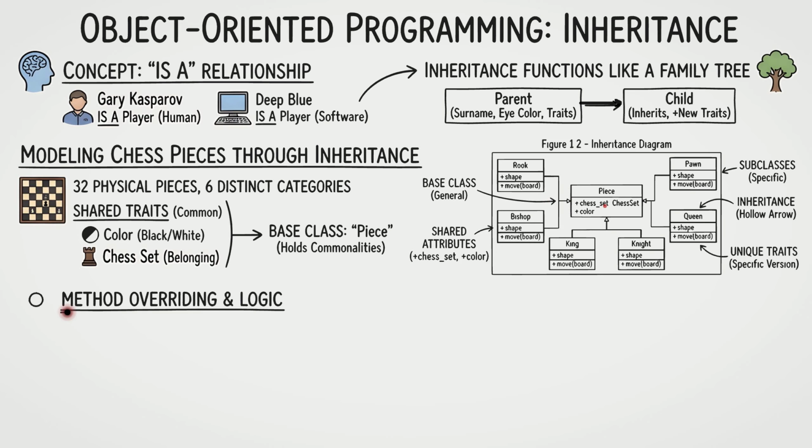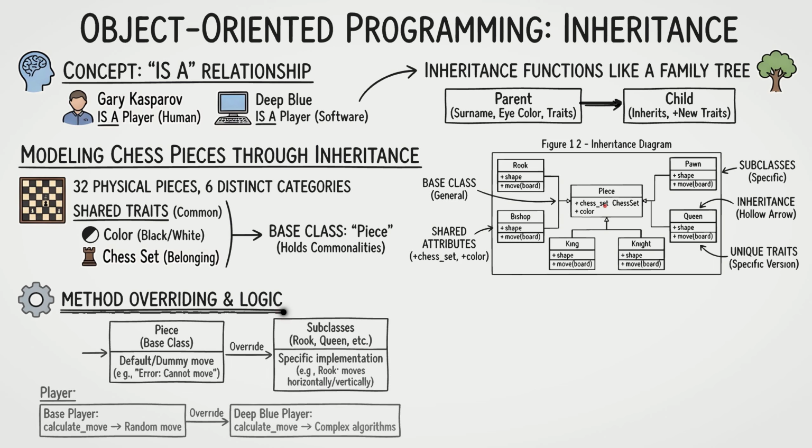This brings us to a powerful mechanism called method overriding. If we have a generic piece, the board needs to know how to move it. We can implement a default or dummy move method in the base class. But when we create subclasses, we override the default method with specific logic like telling a rook to move horizontally.